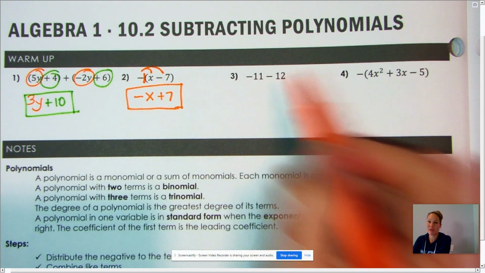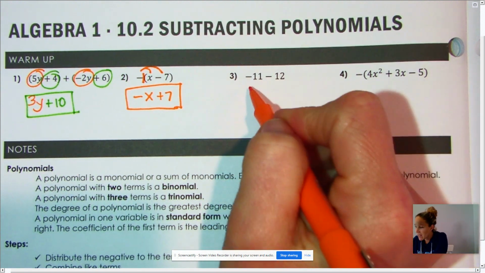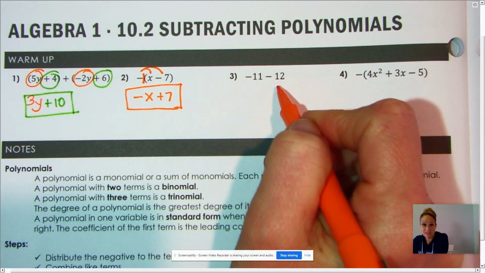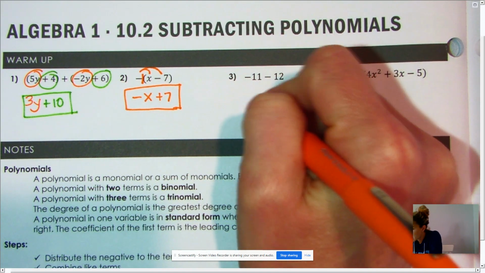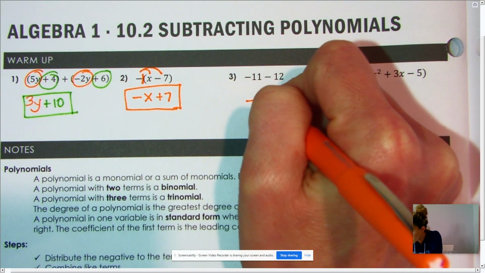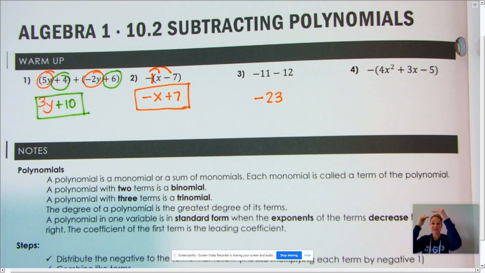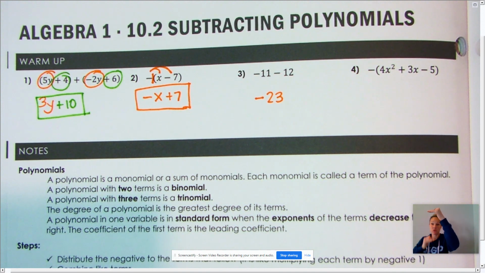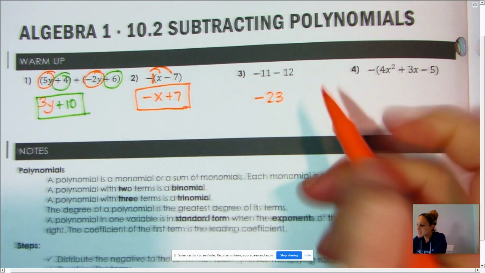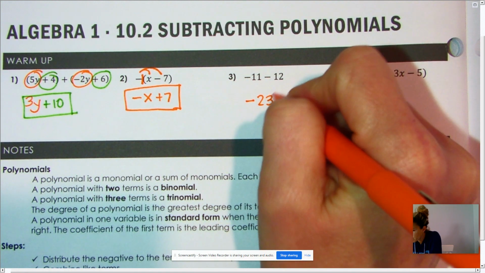Just to review all the way back to Unit 1, if I've got 11 negatives and 12 negatives all together, that is -23. So think about if I have a number and I subtract 11 and then I subtract 12 more, I'm taking away 23.